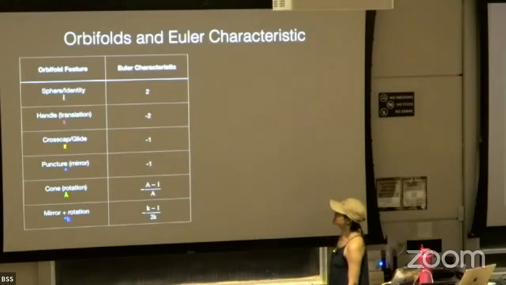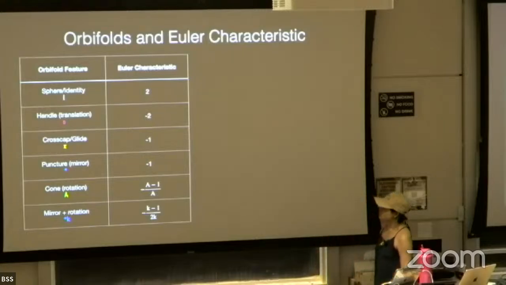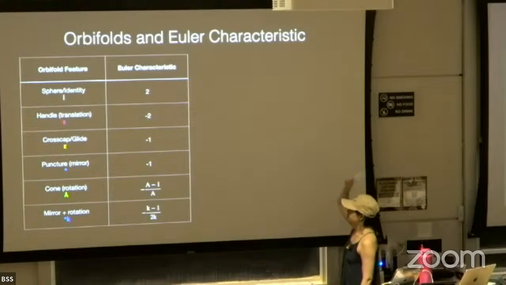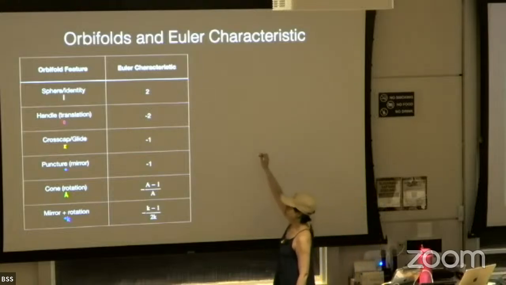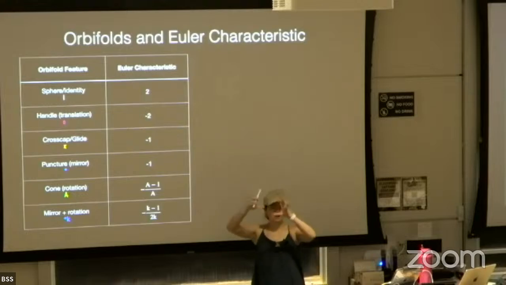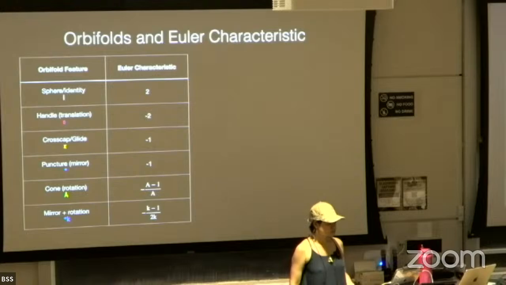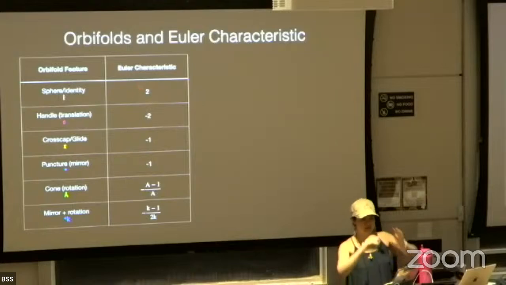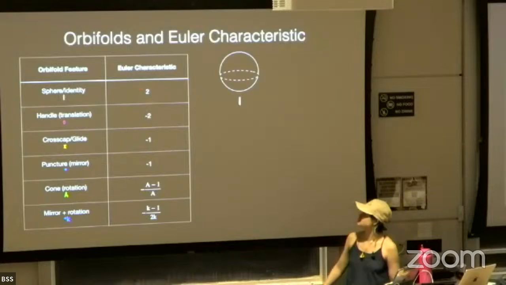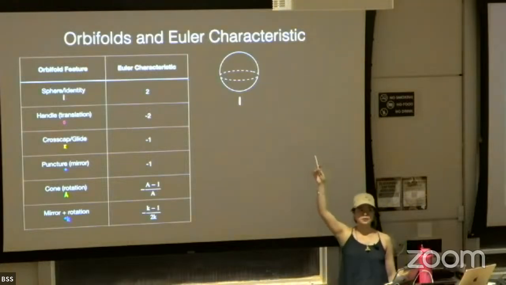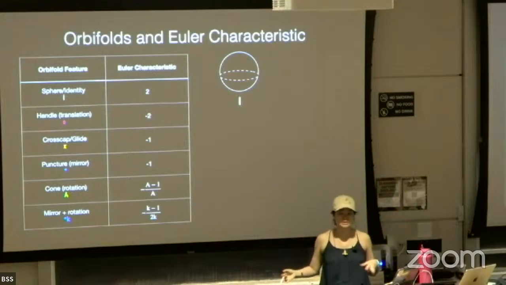So I told you a little bit about the Euler characteristic before. So what we want to do for each of these structures is build up a catalog of what's going on to create the curvature of each of these orbifolds. So what we do is we start with a sphere. We always start with a sphere, and that has Euler characteristic 2. So this is our identity. We start here, and then to this sphere, we can perform all sorts of different operations.